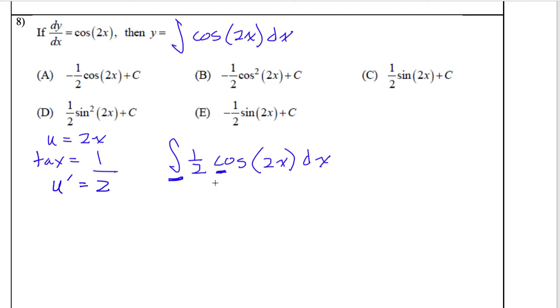Anti-change means same. It's going to be the same sign. It was positive, it will be positive again. 1/2 sine of 2x plus c. C is the correct answer. Questions? All right, we're going to take a 5-minute break, and then we're going to do the test.